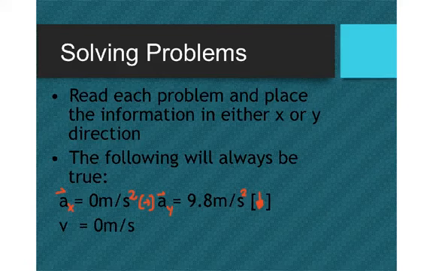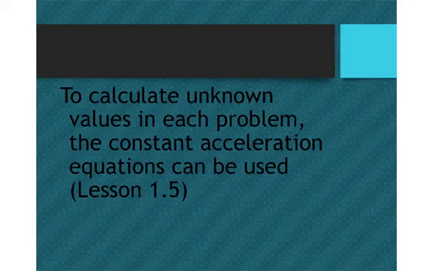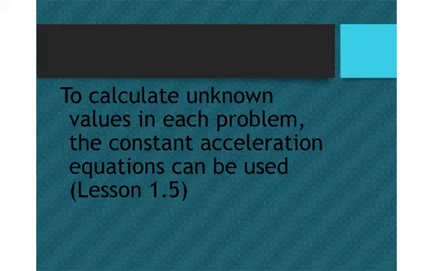The other thing that's true is that v1, initial velocity, in the Y direction will always be 0 meters per second down. And that's because initially there is no movement in the vertical for that object. Gravity then takes hold of it and starts to accelerate it to a final velocity. To calculate unknown values in each problem, we're going to use those constant acceleration equations that we learned in lesson 1.5.